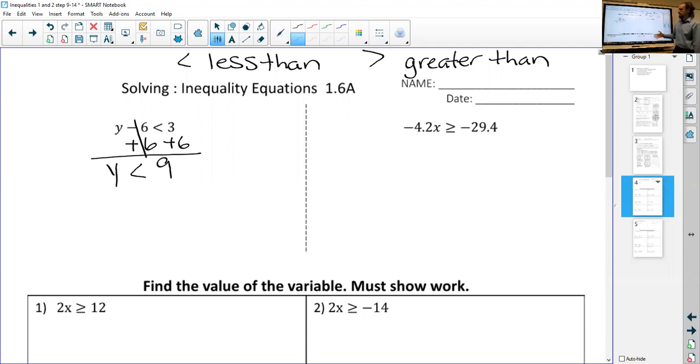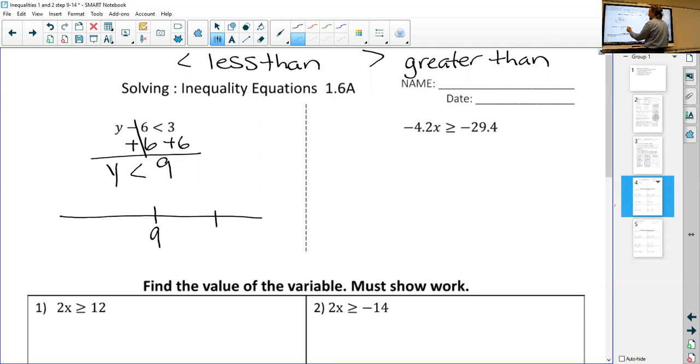So if I said, I don't know, 2 is less than 9. If I substitute that back in, 2 minus 6 is -4. And is -4 less than 3? Yes, it is. Okay. You don't have to do it on this assignment, but you will see it a little bit later on this week.